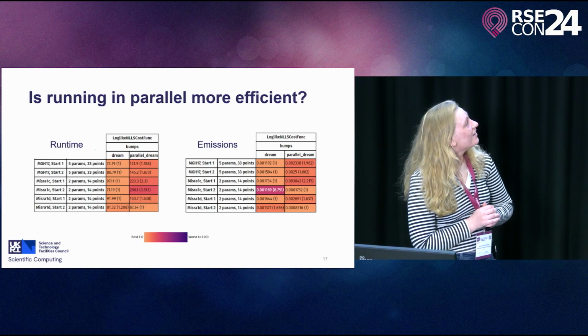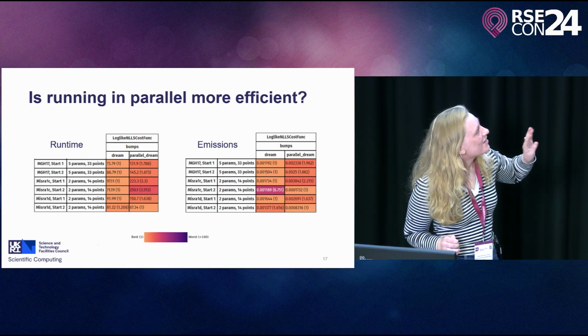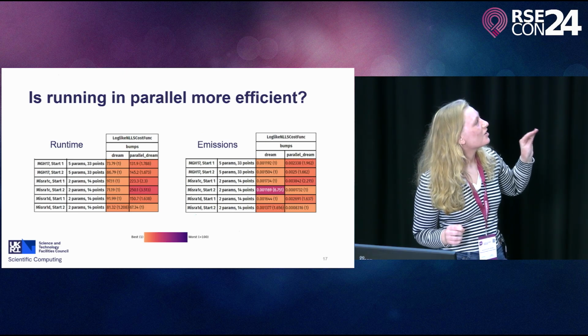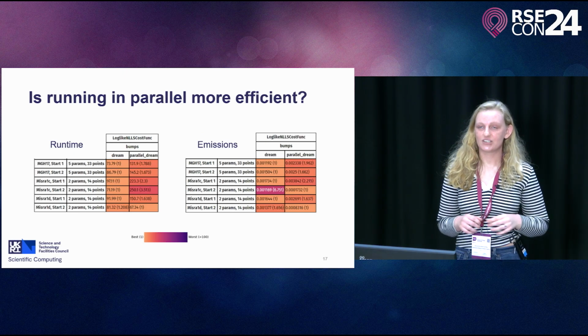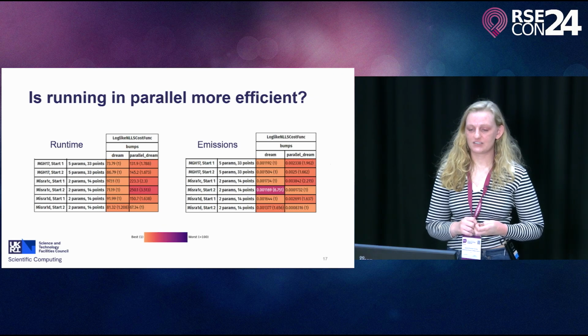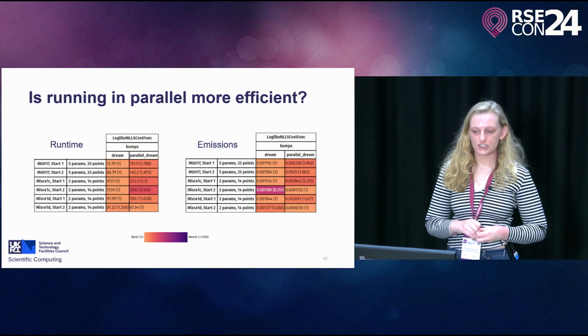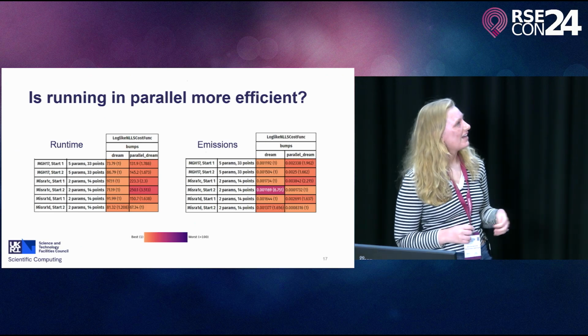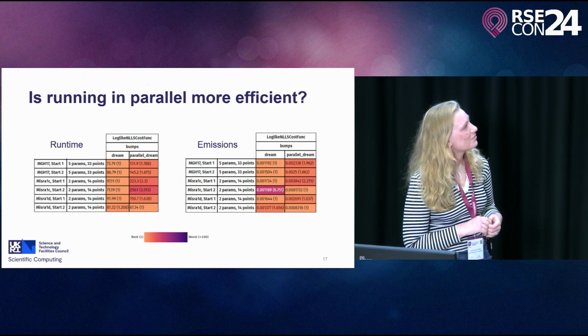You can see that for most cases, in terms of runtime, the parallel implementation is slower. This is probably because I was using Python multiprocessing, so there are some overheads in serializing the functions. And in a lot of cases, it's worse in terms of emissions as well.